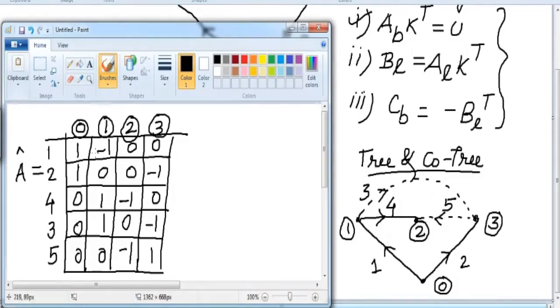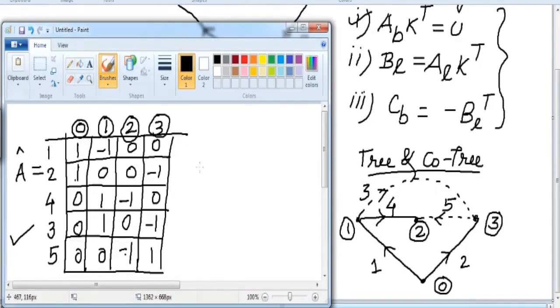Just check the summation of all the rows, because we know the rule of KCL. What is the rule of KCL? Whenever we take a certain node, the summation of all the incoming currents and the outgoing currents should be equal to 0. The same concept of KCL we have applied here. So the summation of the entire row should be 0. Let us check: 1 minus 1 is 0, 1 minus 1 is 0, 1 minus 1 is 0, 1 minus 1 is 0, minus 1 plus 1 is 0. That means the matrix A dot which we have written here is correct in every sense.